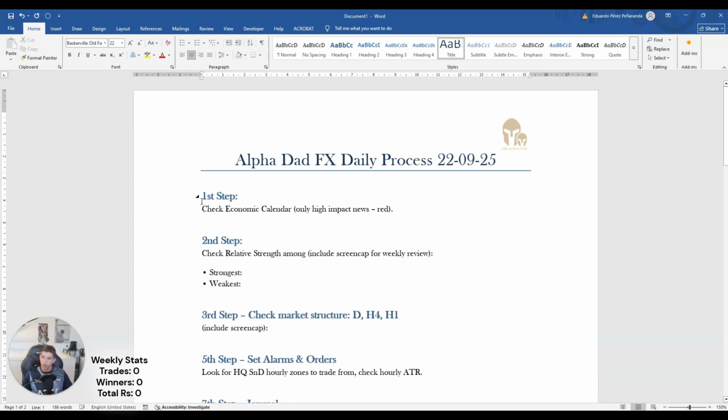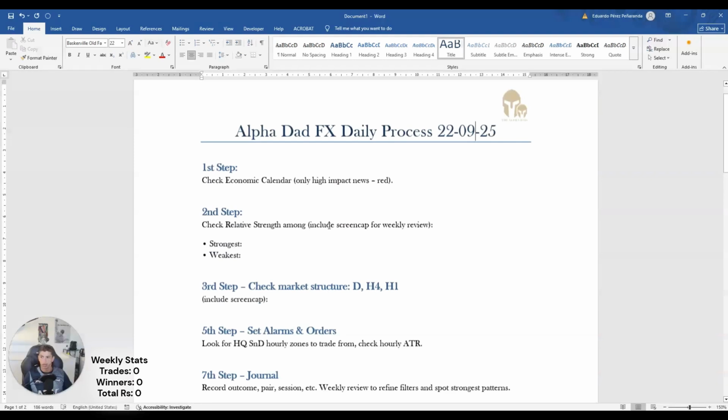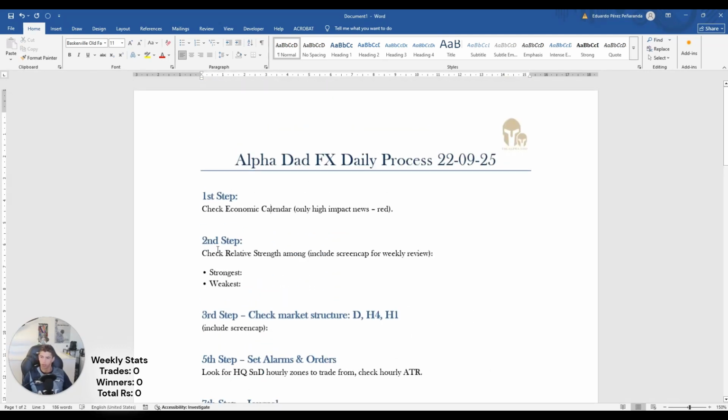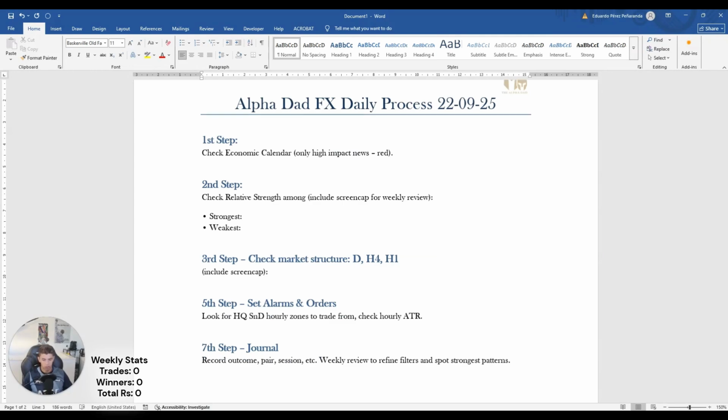We're going to start with our daily process, but first we're going to go over the new template for our daily analysis. This is a simplified one after receiving feedback from the community that the one we moved to last week was too complex. So we are keeping it simple and stupid. Now let's start with our daily analysis.